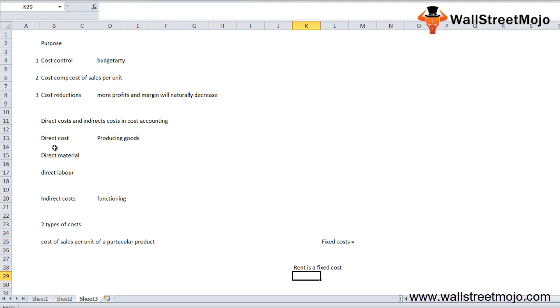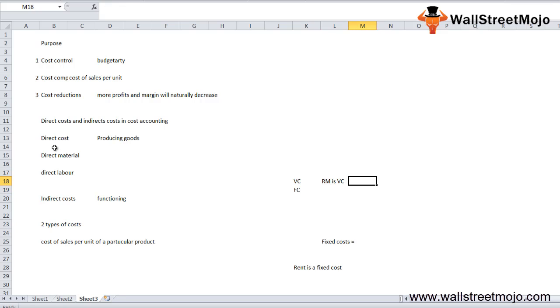Even if the production increases or decreases, the business needs to pay the same rent month in and month out. There's a thing called variable cost, which is the exact opposite of the fixed cost. The variable cost changes as per the increase and decrease of the production units. But the per unit variable cost remains the same irrespective of changes in production units. For example, the cost of raw material is a variable cost.